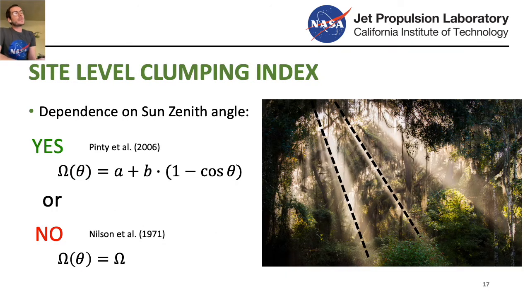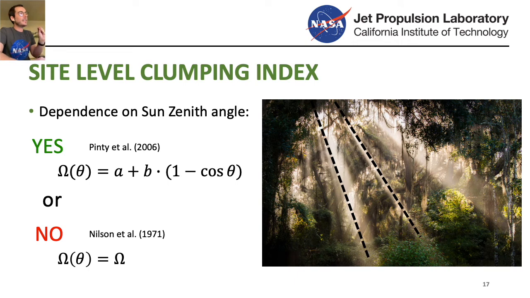So there are 2 models that I compare in the paper. One model says that the clumping index is dependent on the incident radiation, or the angle of the incident radiation. And the other model says that we do not depend on zenith variation. So it doesn't matter the incident radiation, the clumping is the same.